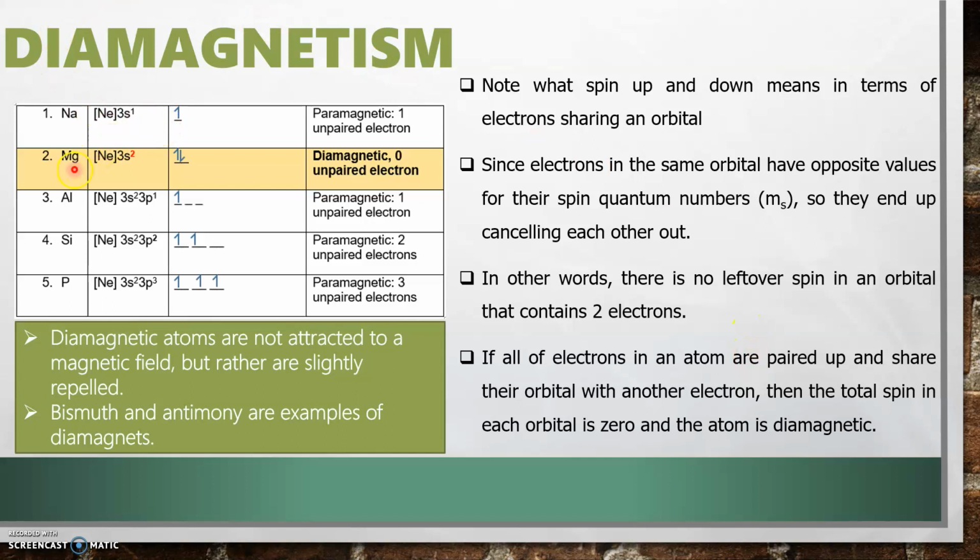Let us see here. For magnesium, it is neon 3s2. Because here the spin is paired and there is no unpaired electron present, that is why it is a diamagnetic material. Whereas sodium, aluminium, silicon, phosphorus, they all have unpaired electrons and they have paramagnetic property. Because the electrons are paired in diamagnetic materials, such materials are not attracted in the magnetic field, but they are slightly repelled. For example, magnesium, bismuth, antimony, there are several examples of diamagnetic material.